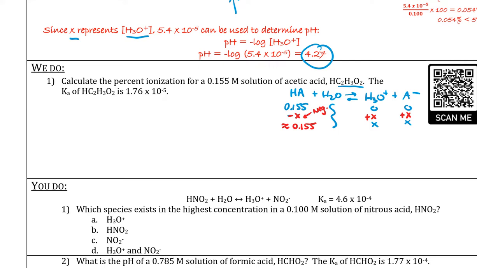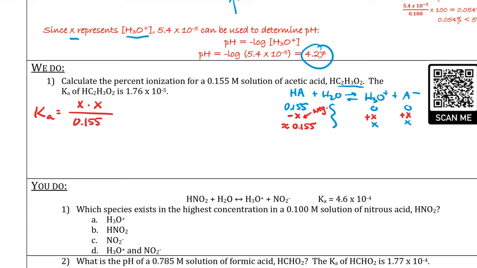So if I go to my K expression, K for this acid will be H3O and conjugate base over the acid concentration. So H3O and the acetate ion, or just what I'm writing here as A negative, that would be X and X in my numerator. And then the bottom, I've got what we've approximated here as 0.155.